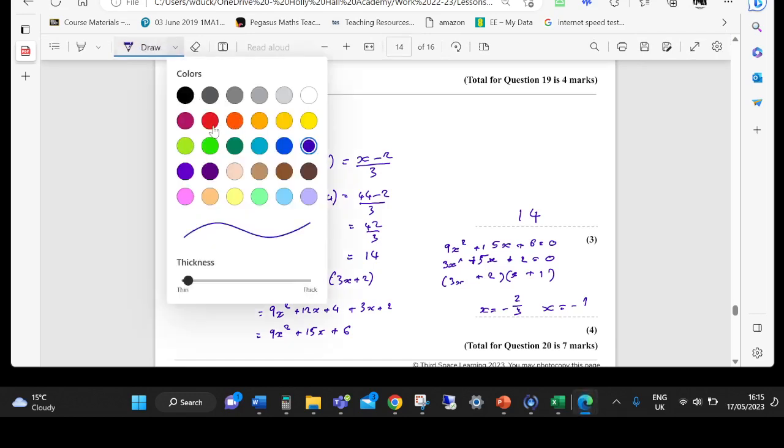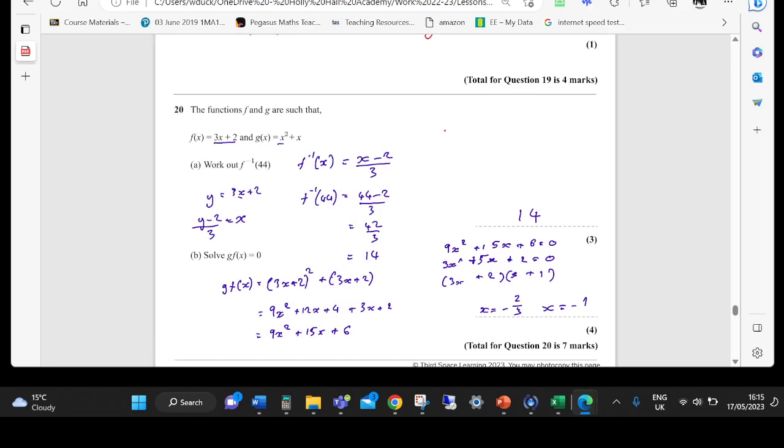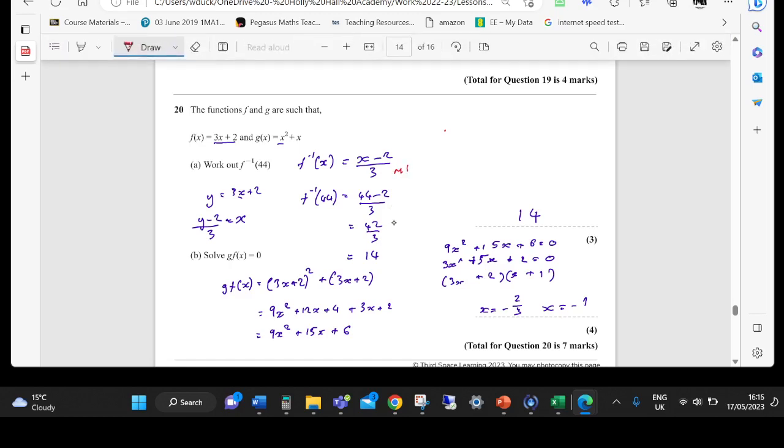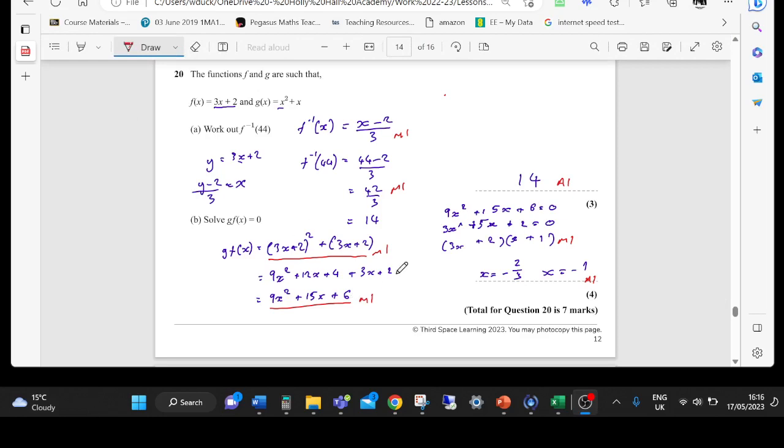Okay, and marks for this, let's see if we can pick up some marks. For the first bit then, M1 for finding the inverse, M1 for substituting in, and then A1 for 14. And then for the second part, M1 for this line here, M1 for simplifying it to this, M1 for attempting to factorize, and then an A1 for the two values. And on to question 21.